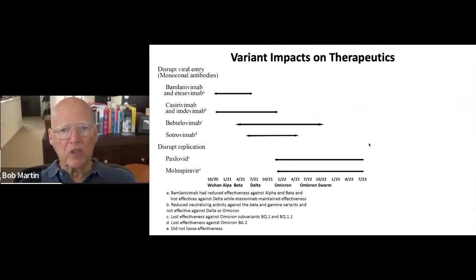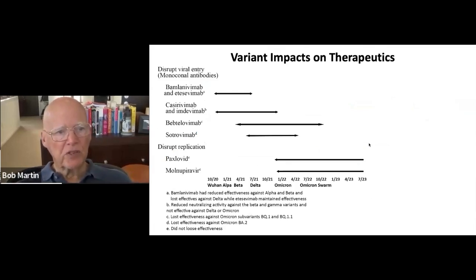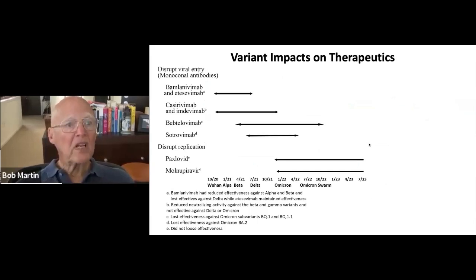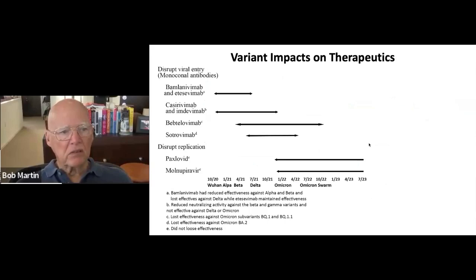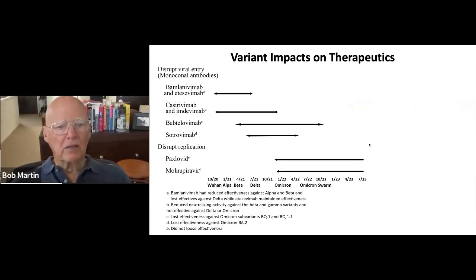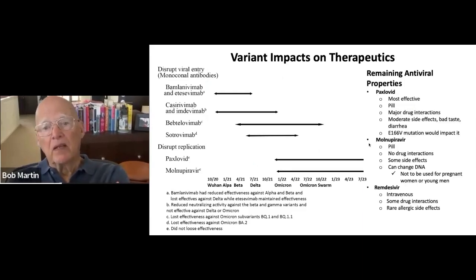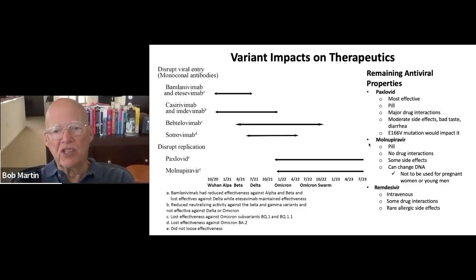The viral impacts on the therapeutics, it wiped out all the monoclonal antibodies. Paxlovid and Molnupiravir are still effective. You worry about Paxlovid because there is a known mutation that could disrupt it. It's called the E166V mutation. It's the most effective. It's in a pill.